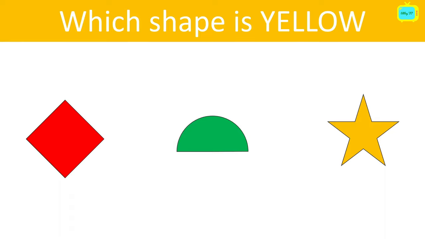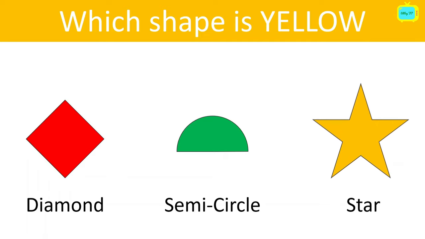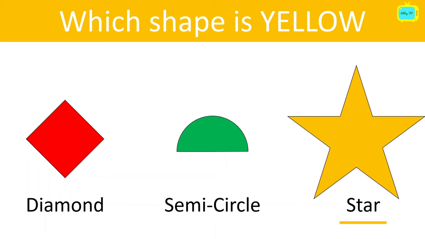Now, you have to tell me, which shape is in yellow color? Is it diamond? Is it semicircle? Is it star? Yes, it's star. Yellow star.